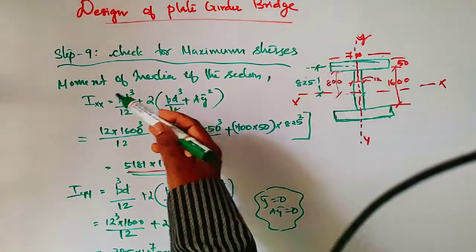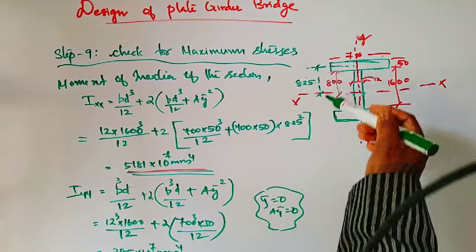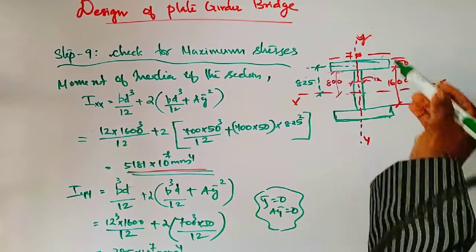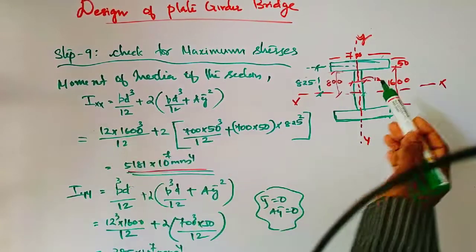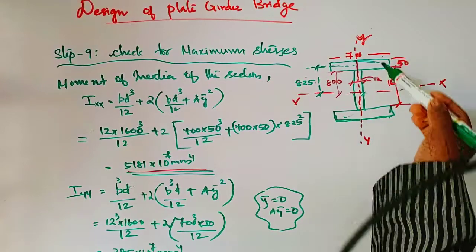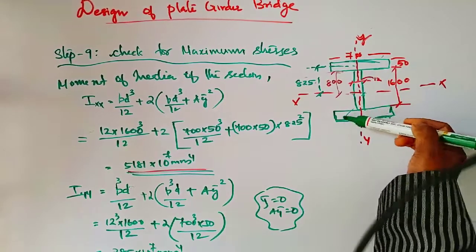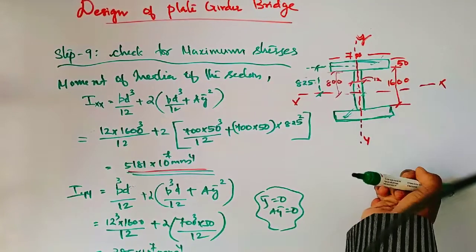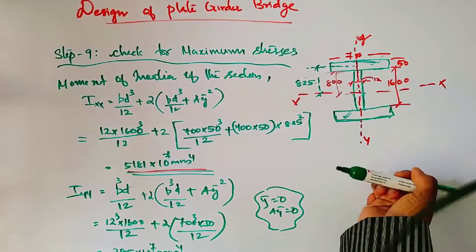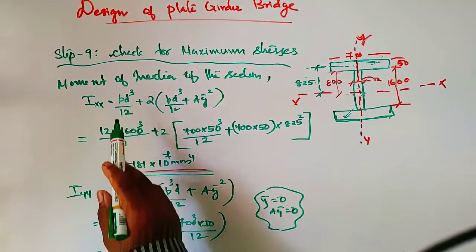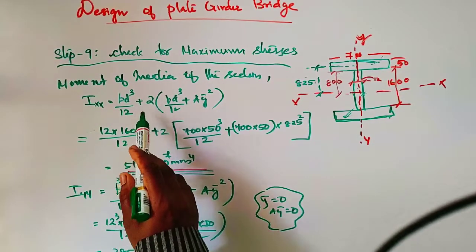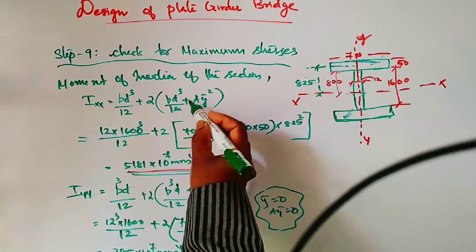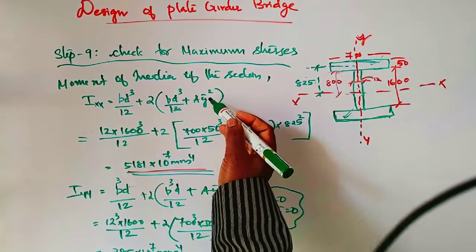First is the moment of inertia of the section about the x axis and y axis. About x, Ixx is equal to the sum of rectangular sections: one web rectangle and two flange rectangles. So Ixx equals BD cube by 12, plus 2 into BD cube by 12 plus A y bar square.